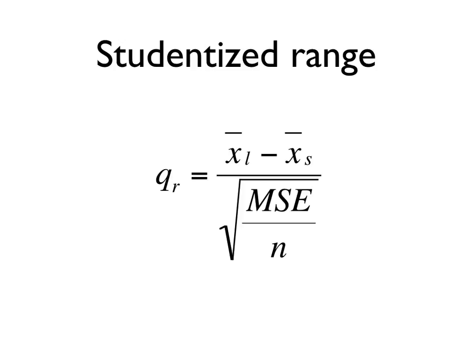And there are Q tables. It's probably in the back of your book. R is how many means you are comparing. So are you comparing 2 means, 3 means, 4 means, etc.